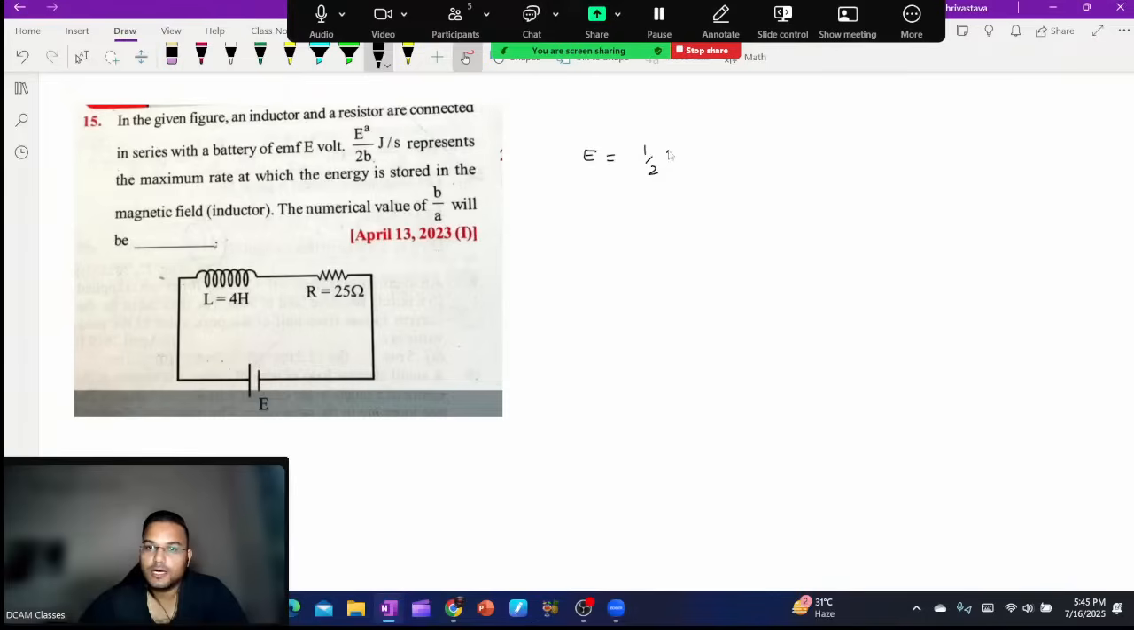E is equal to half Li square. So the maximum rate at which the energy is stored, dE by dt, will be equal to Li di by dt. This is the rate. But for this, you have to find out the di by dt. The maximum rate at which this dE by dt should be maximum.